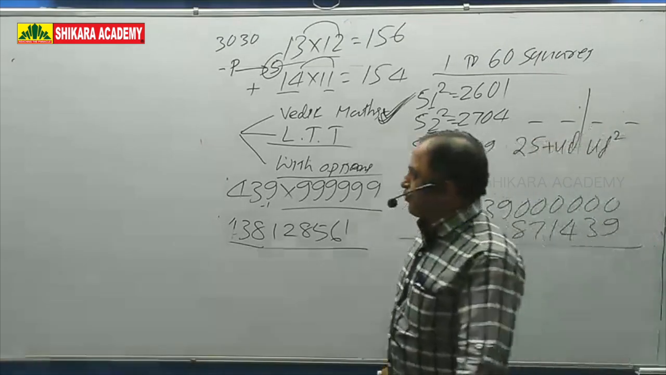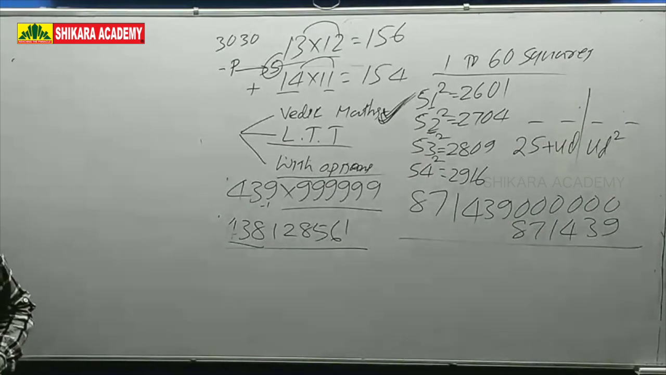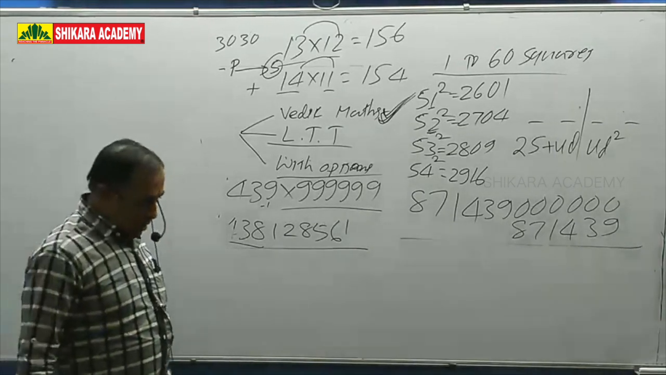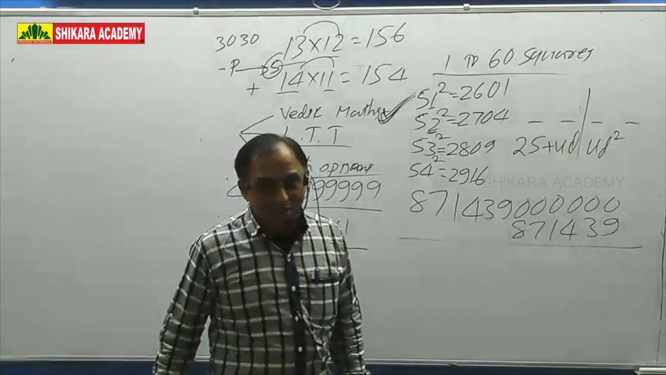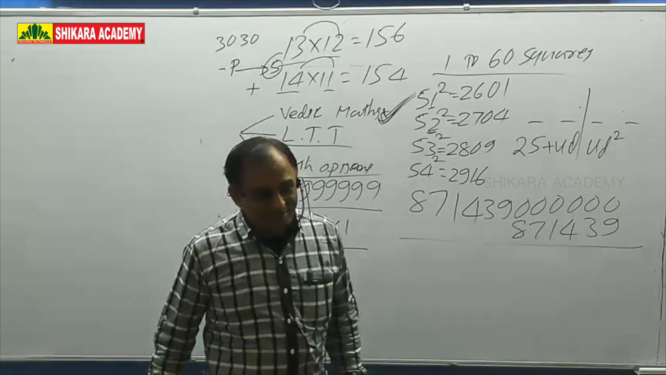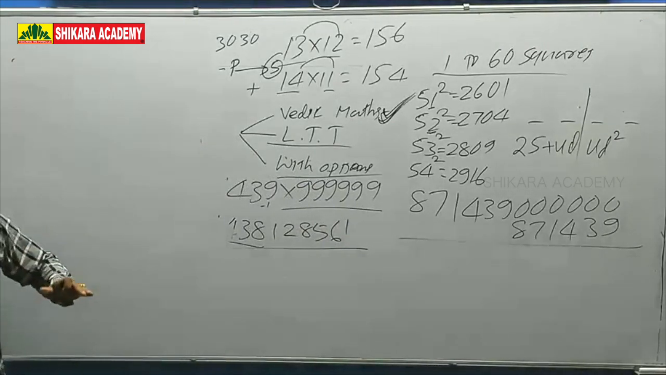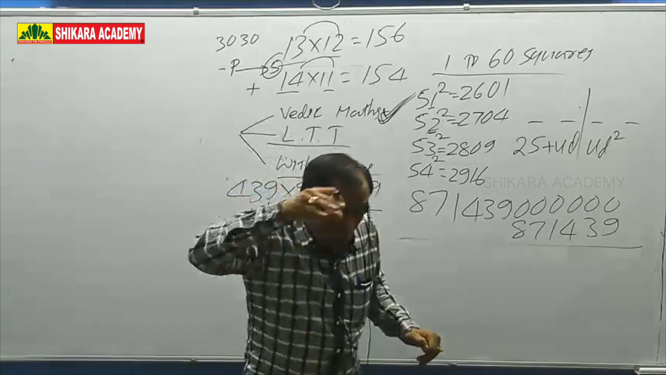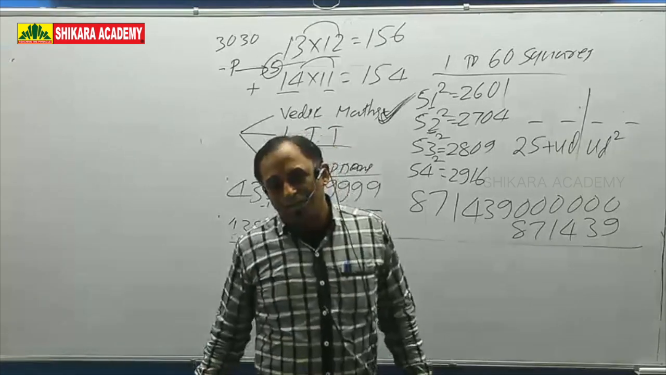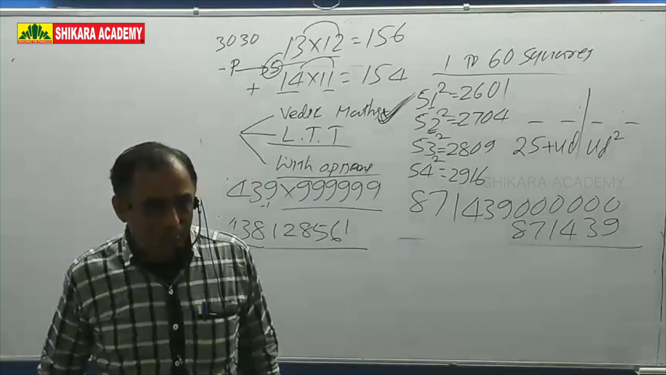For example, the present father's age is 5 times his son's age. 3 years ago, father's age was 7 times his son's age. Find their present ages. That is the question. Present father's age is 5 times his son's age. 3 years ago, father's age was 7 times his son's age. It is the previous question. Find the present ages of father and son.